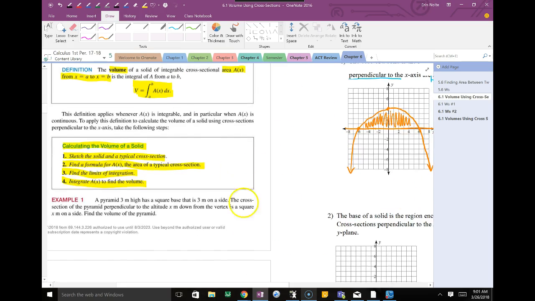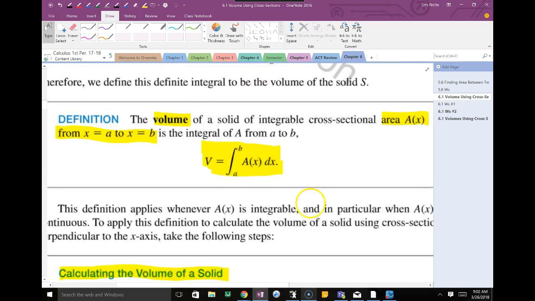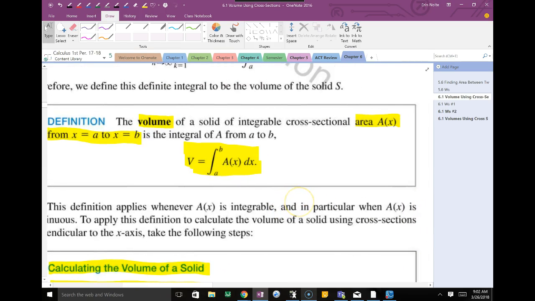Okay, so in order for us to find the volume of something, this is what you need to write down in your notes. To find the volume, all we're going to do is take the integral between our bounded region, just like we were doing before, between A and B, but we're going to use the area of our cross section. So this A of x is the area of the cross sections.